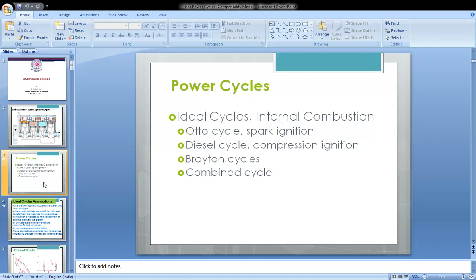Ideal cycles in internal combustion engines are mainly the Otto cycle, which is used in spark ignition engines or SI engines, and the Diesel cycle, which is the compression ignition cycle, and the Brayton cycle, and the combined cycle or dual cycle.